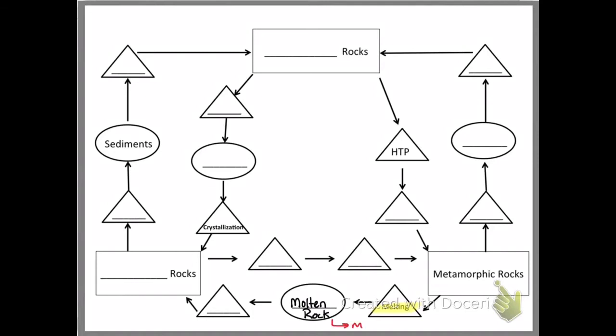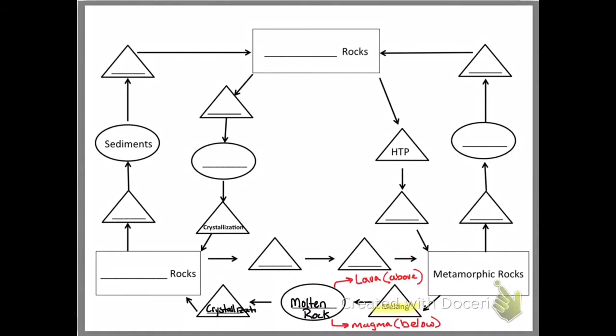You can have molten rock below the Earth's surface, that's magma, or you can have molten rock that's at or above the Earth's surface, and we're going to call that lava. The only difference between magma and lava is where it is, it's geography. Once you have that molten rock, you're going to begin to cool it down, you're going to solidify it. That process is called crystallization.